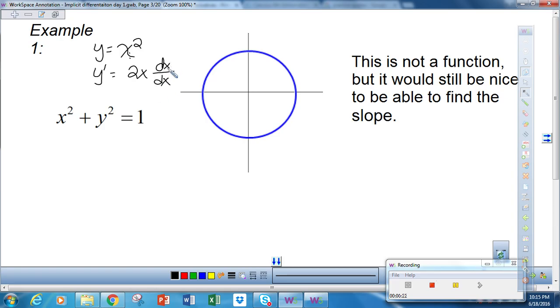So anytime we have dx divided by dx, that's just 1. So we just wrote 2x. But if I have y squared and I'm taking the derivative of that, I still get the 2y, but then I have to take the derivative of y with respect to x. So I end up with 2y dy dx. And that is what we call implicit differentiation.